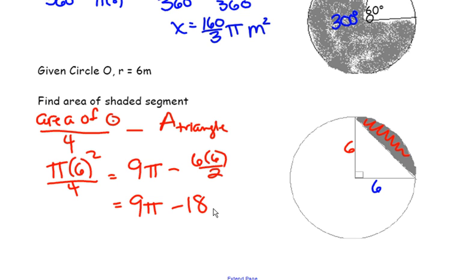Can I combine these? No, I cannot, because they are not like terms. One of them is multiplied by pi, one of them is not. They are not like terms. What I can do is say that their units are meters squared. All right, so 9 pi minus 18 meters squared. That is the exact answer for this problem.